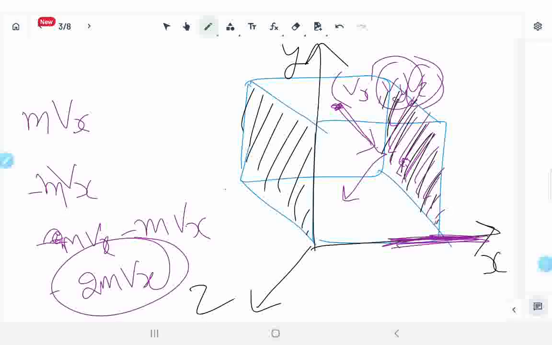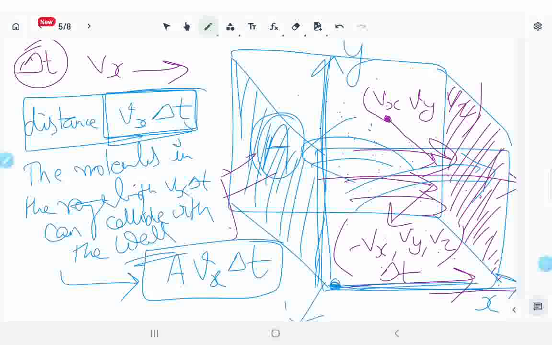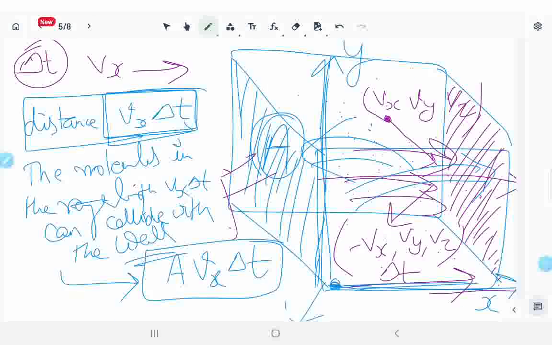अब मैंने क्या किया था, इसके बाद चेंज निकालने के बाद ये देखा कि कितने मॉलिक्यूल थे भाई, एक मॉलिक्यूल के मोमेंटम में इतना चेंज हुआ, आखिर कितने मॉलिक्यूल थे. तो इसके लिए आप लोगों को एक थ्योरी लिखनी पड़ेगी कि डेल्टा टाइम में कोलाइड करता है, vx उसकी वेलोसिटी थी. तो अगर कोई मॉलिक्यूल इतनी vx डिस्टेंस में आ रहा होगा तभी वो कोलाइड कर पाएगा.